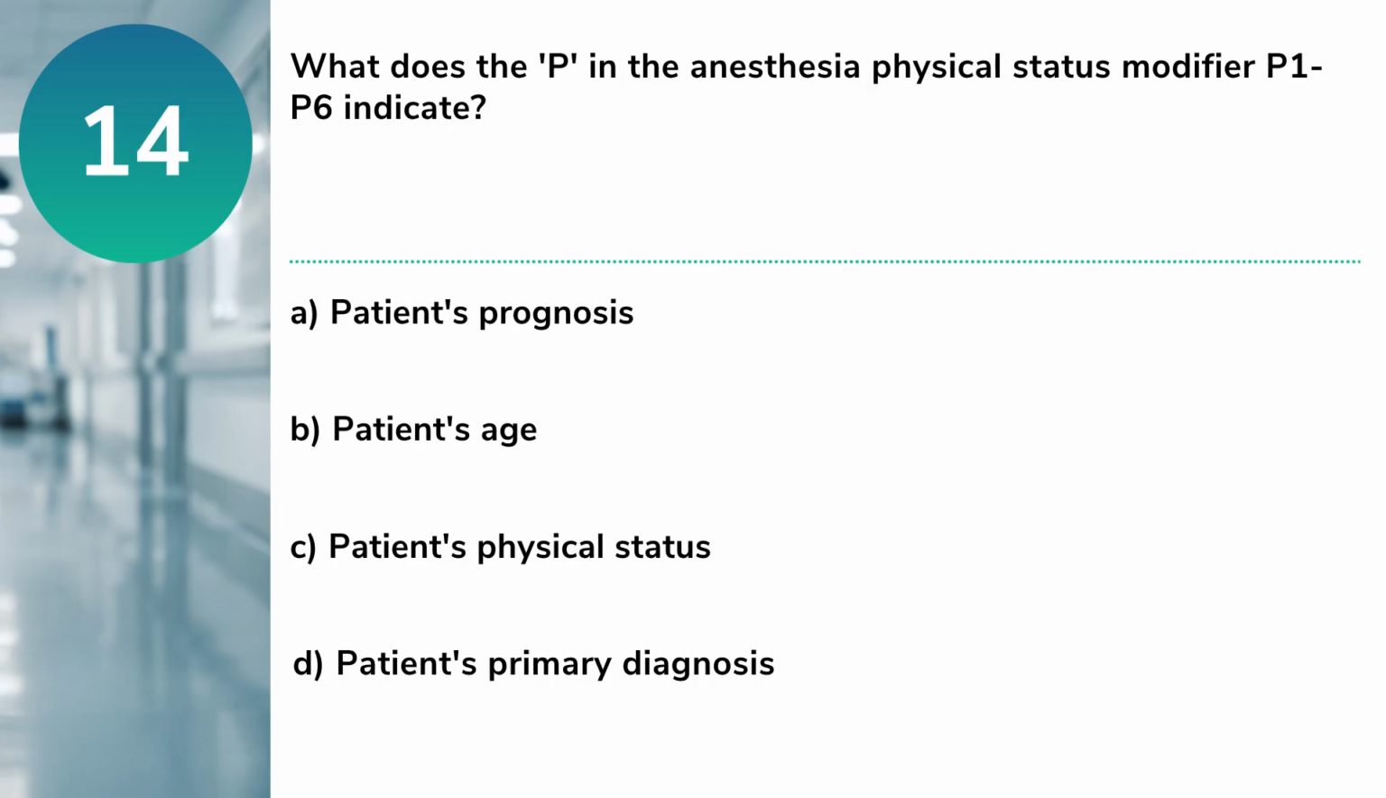Question 14. What does the P in the anesthesia physical status modifier P1-P6 indicate? A. Patient's prognosis. B. Patient's age. C. Patient's physical status. D. Patient's primary diagnosis.